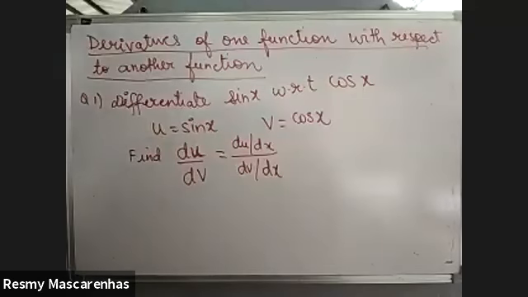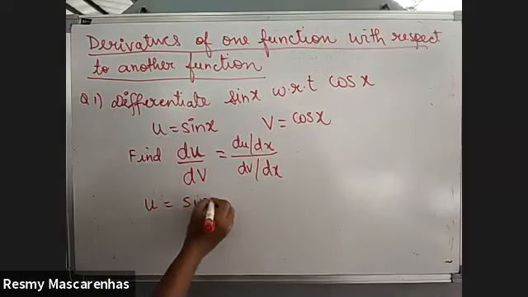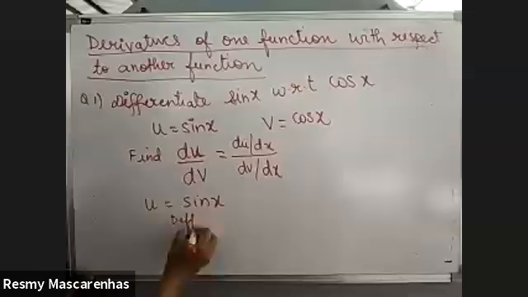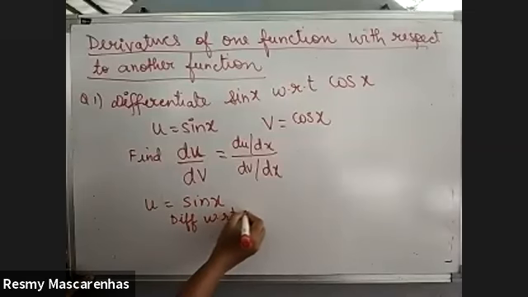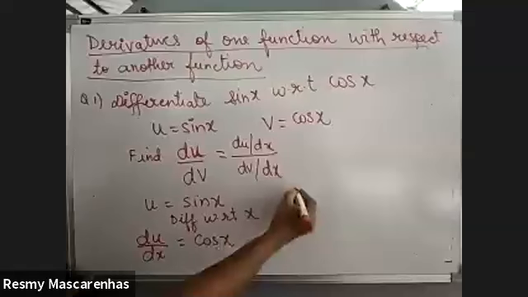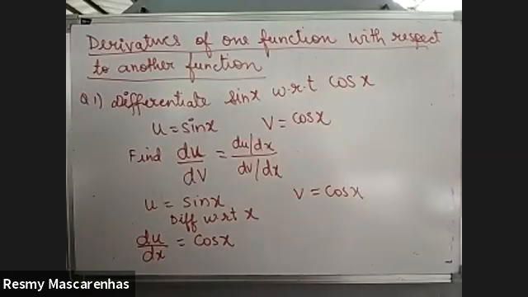Take u and differentiate. So u is given as sine of x. Since the letter is x on the right hand side, you have to differentiate with respect to x. So what will this become? du with respect to x. Derivative of sine x is cos x. Same way, find the derivative of cos x and substitute, the answer is minus cot x.